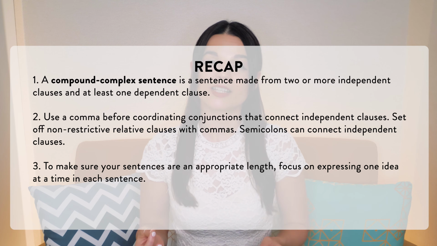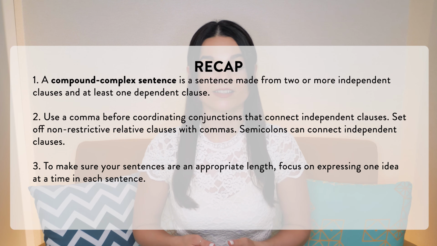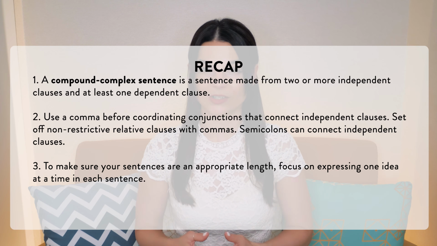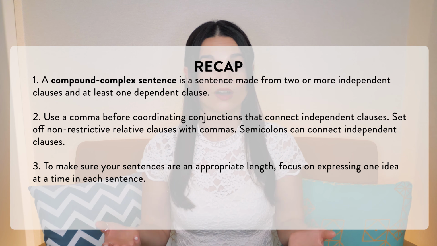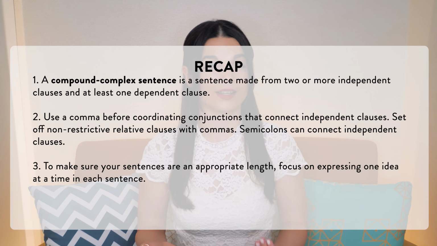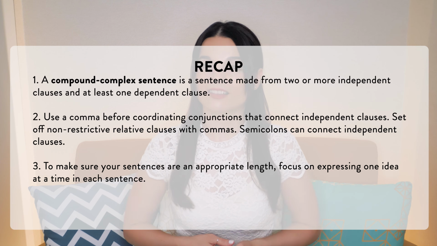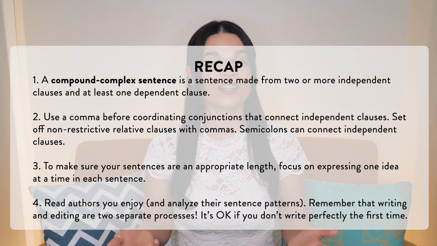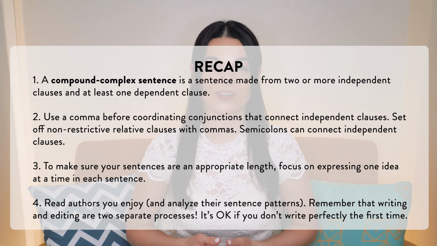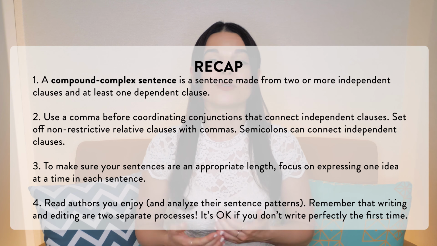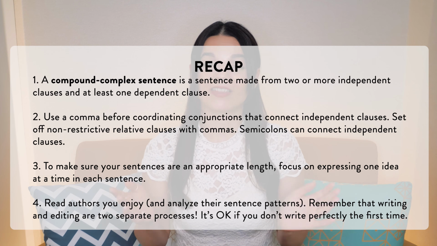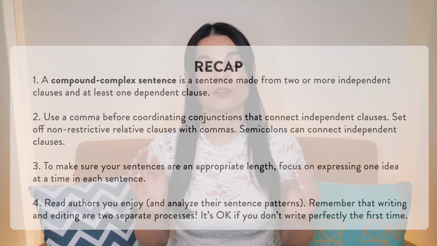Third, we talked about a tip for sentence length with these types of sentences. While there's no rule for this, a good guide to use is to focus on one idea at a time in each sentence. If your sentence needs to be long, all of the information in the sentence should relate to one idea. Finally, as this is the last video in the series, we talked about the importance of reading authors you enjoy and taking a look at their work to help you define your own writing style. Remember, writing and editing are 2 separate processes. It's likely you won't write something exactly perfectly the first time, and that's okay. It's natural to need to do a lot of rewriting, even on something as simple as a work email.